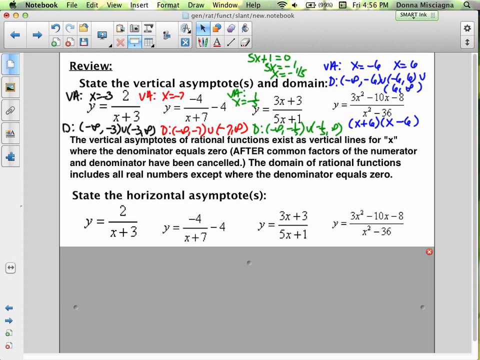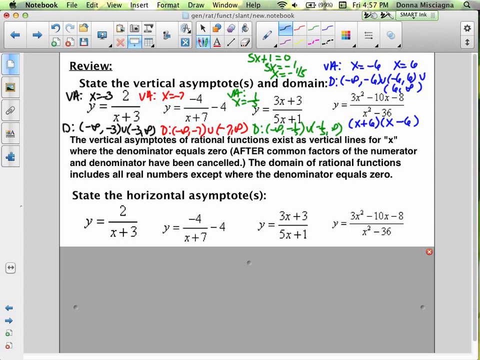The vertical asymptotes of rational functions exist as vertical lines for x where the denominator equals 0 after common factors of the numerator and denominator have been canceled. The domain of rational functions includes all real numbers except where the denominator equals 0. Okay, so we take out any place our denominator would equal 0, because that would be undefined. Okay, now we're going to state the horizontal asymptotes. We're not going to find the range. We could actually find the range without a graph for the first three, but the last one we would need to see the graph to really find the range.